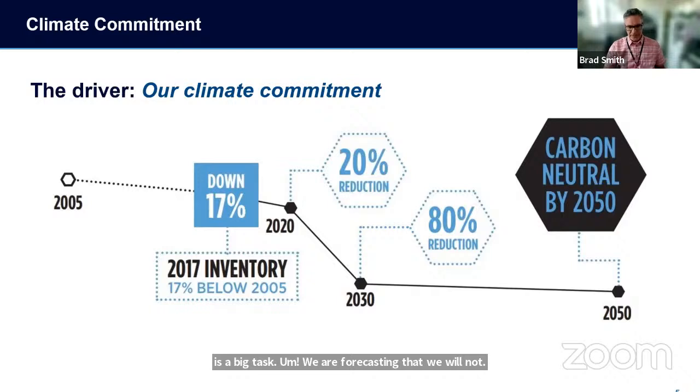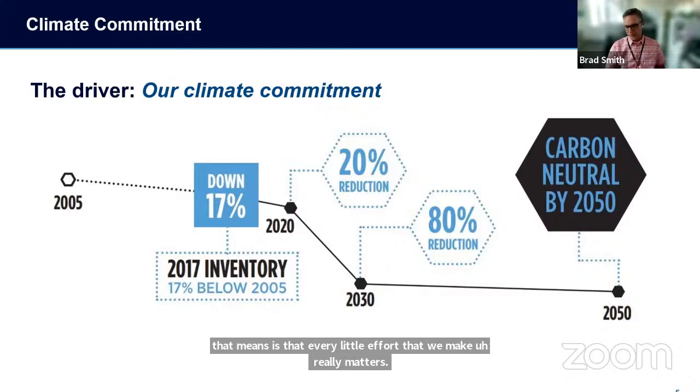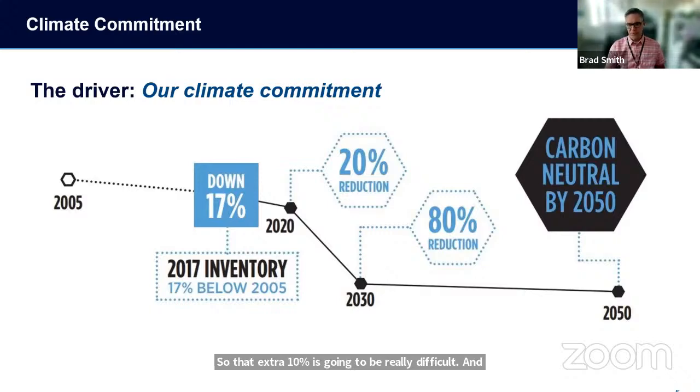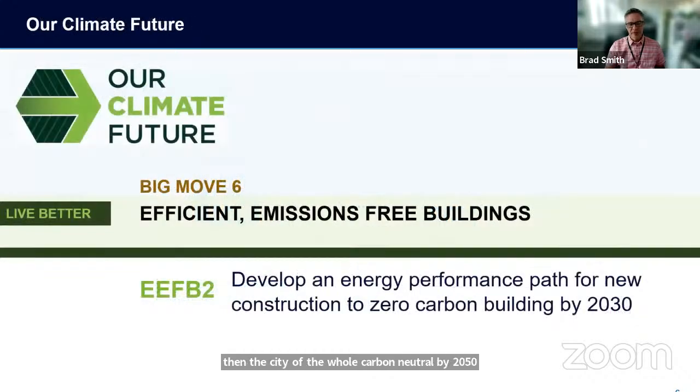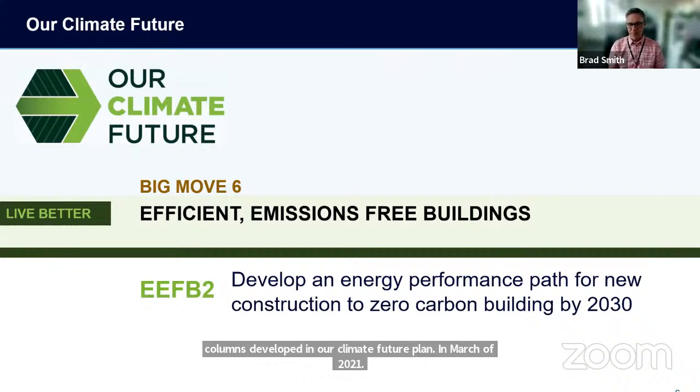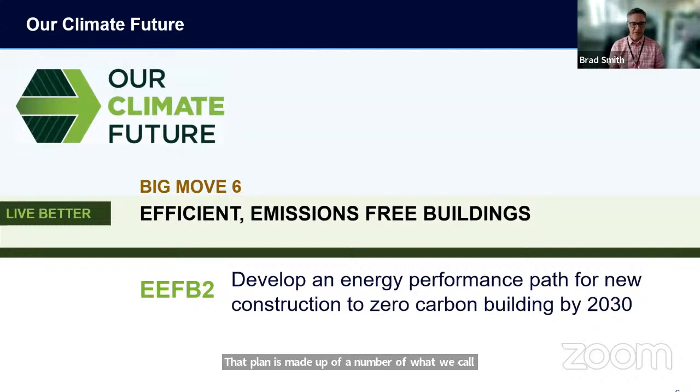So what that means is that every little effort that we make really matters. That extra 10% is going to be really difficult. And then the city as a whole carbon neutral by 2050. The City of Fort Collins developed an Our Climate Future plan in March of 2021. That plan is made up of a number of what we call big moves. And within those big moves, we have Big Move 6, which is efficient emissions-free buildings.